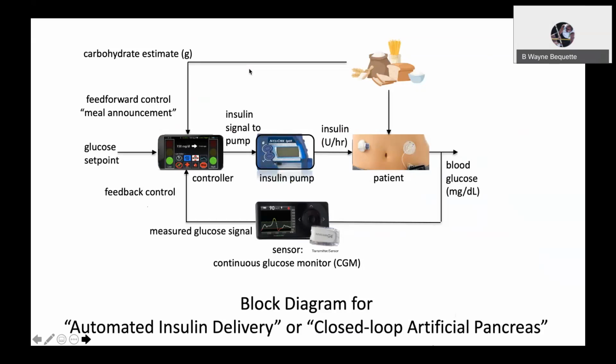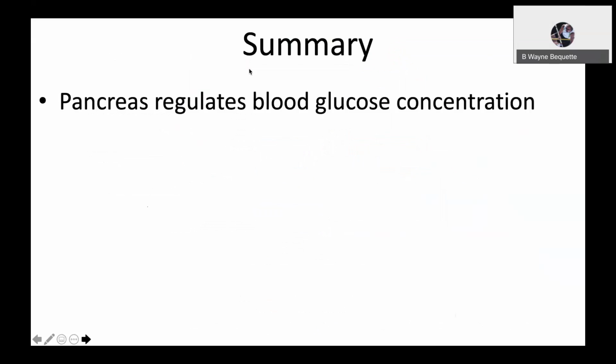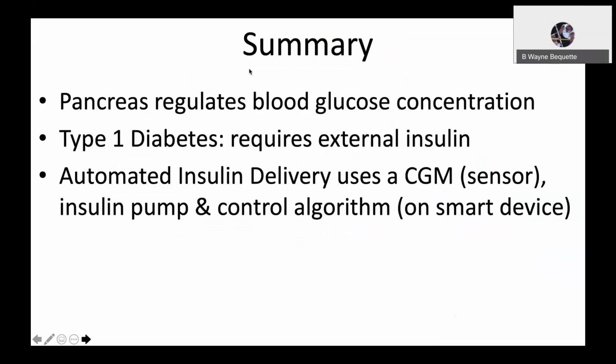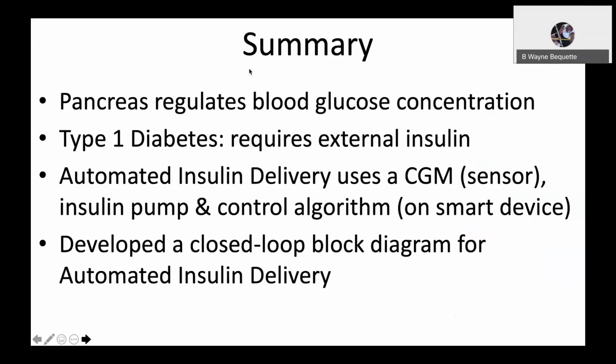closed-loop artificial pancreas. So what we've done is we've learned that the pancreas regulates blood glucose through the secretion of hormones of insulin and glucagon. Somebody with type 1 diabetes can no longer produce their own insulin, so they require external insulin to be delivered. We developed an automated insulin delivery device which uses a continuous glucose monitor or sensor, an insulin pump, and a control algorithm on a smart device. And then finally, we developed a closed loop block diagram for automated insulin delivery.